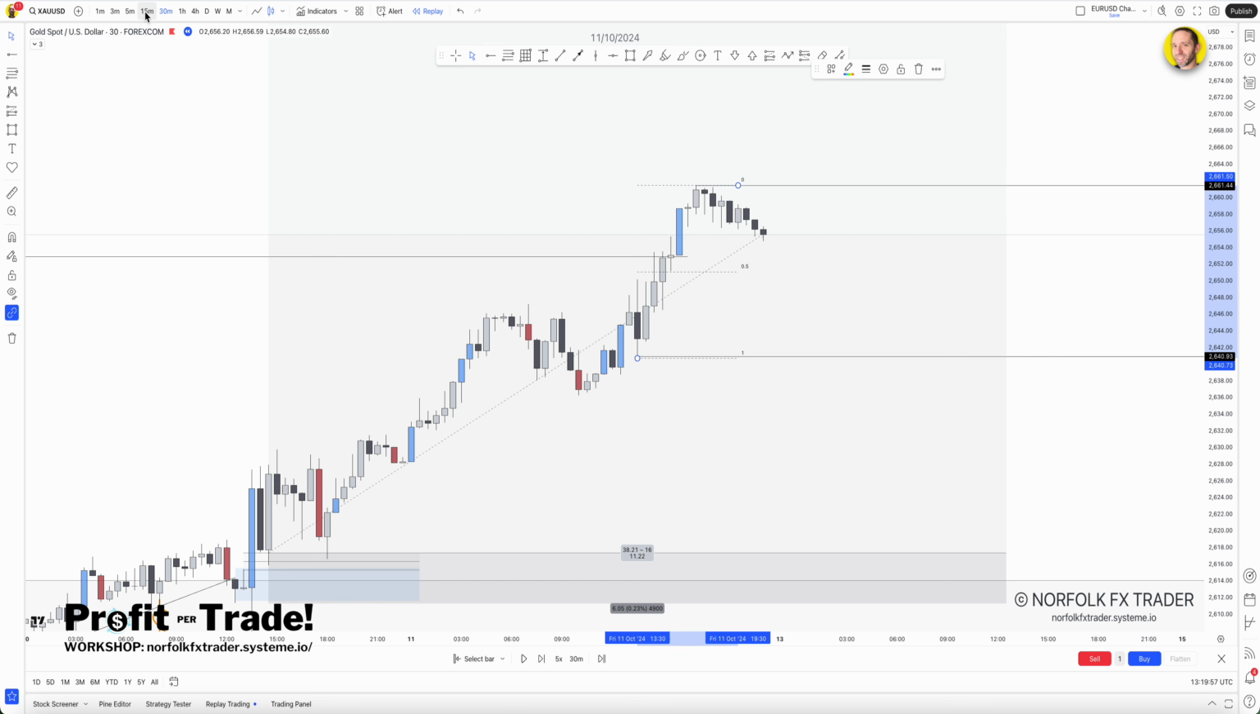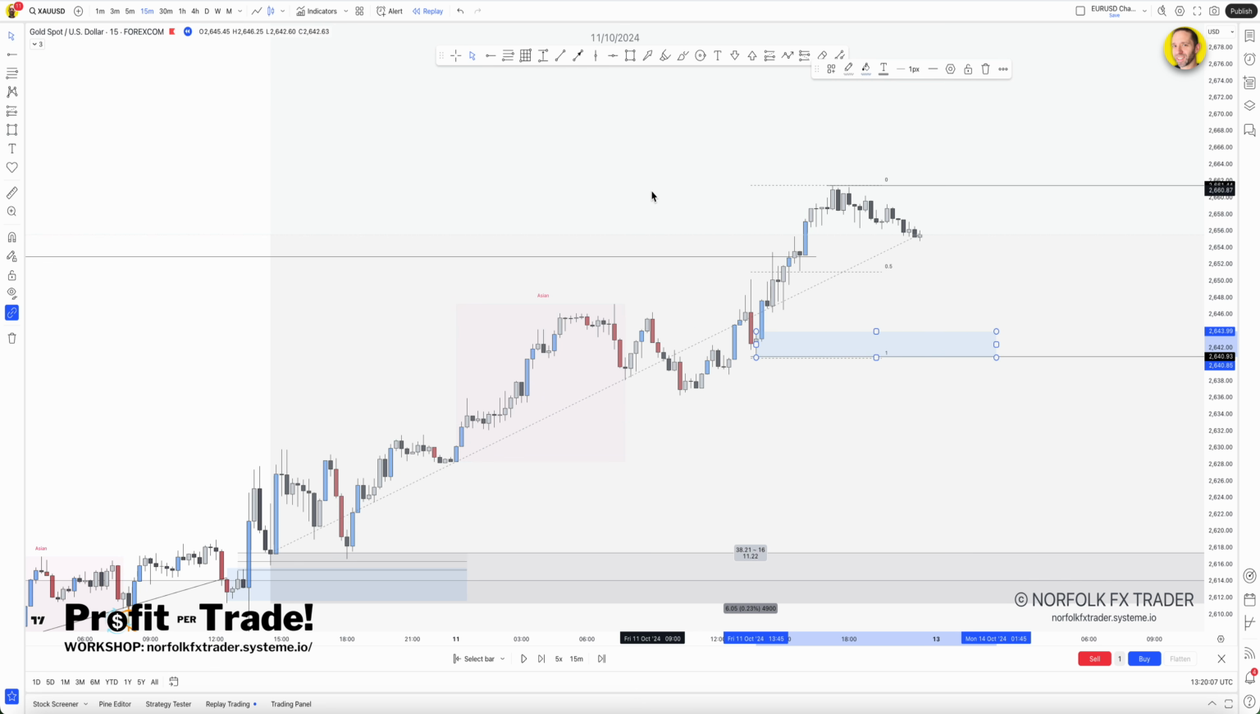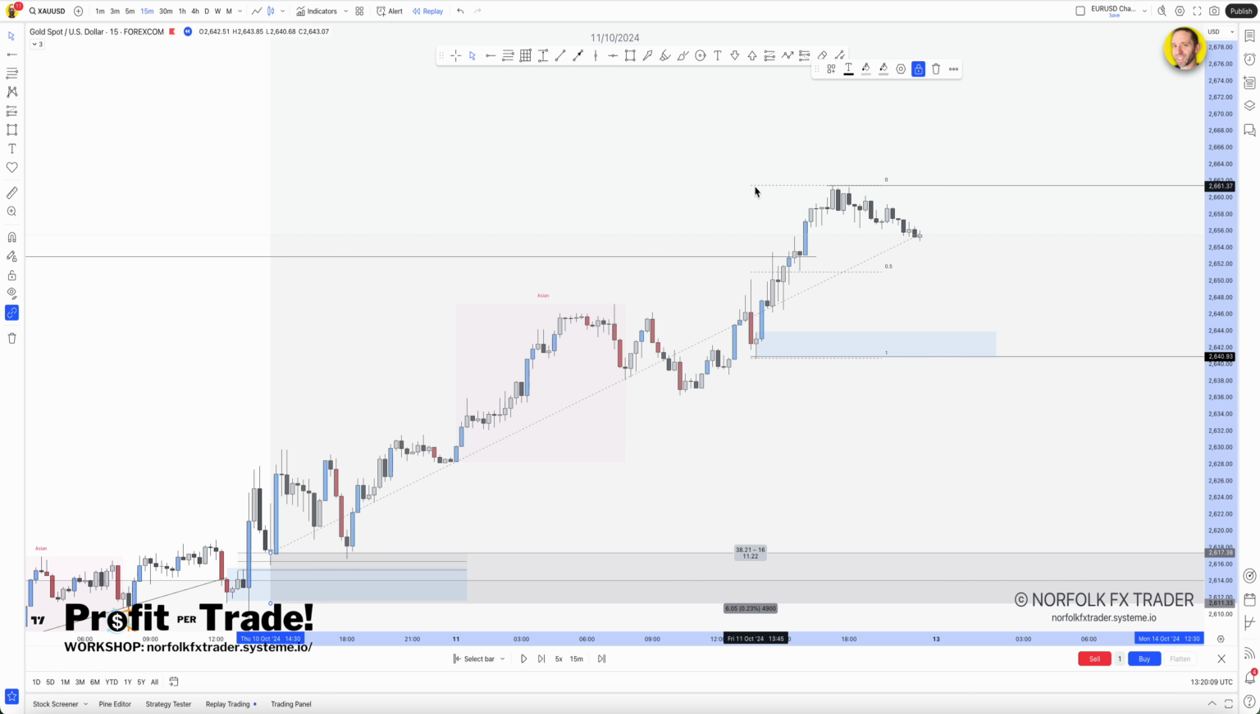So let's drop down to 15 minutes and see if there's anything lower. Okay, so we do have an area here. We have a nice looking area of demand. So I'd look for an entry off this demand all day long because it's a good solid entry. Why? Because, let me see if I can get rid of this. Now we don't need this on here.